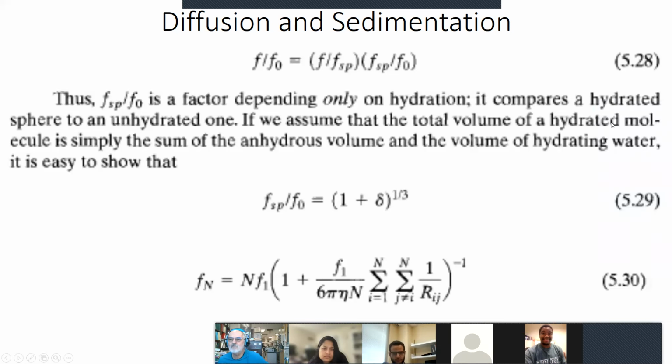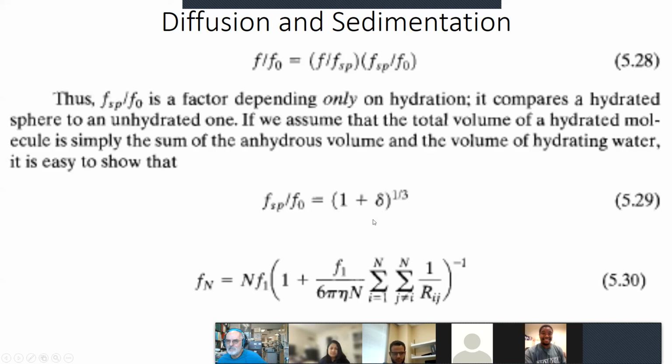So we assume the total volume of the hydrated molecule is simply the sum of the anhydrous volume and the volume of hydrated water. So if there's a water term that goes into this, then the frictional coefficient will reflect a shape term, but it will also reflect a certain amount of water. And here is the delta term that I just told you about. You can see it's introduced as 1 plus delta to the 1/3. So this is correcting for the volume of the water.